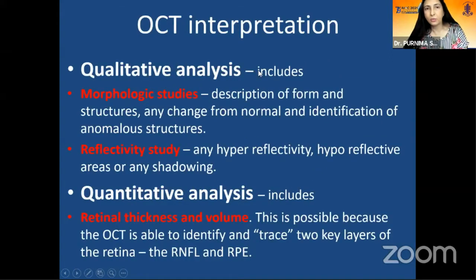Now, whenever we see an OCT image, we do two types of analysis, a qualitative and a quantitative. Qualitative analysis means we assess all the layers, their structure, any changes from the normal, and we also see the reflectivity studies, any kind of hypo or hyper reflectivity, which is very important. For the quantitative analysis, we see the overall thickness and volume of the retinal layers, and that tells us what is the status of the various layers.